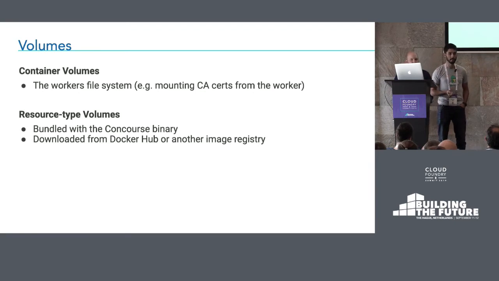And the resource type volumes come from 2 places. Some come bundled with the Concourse binary. These are volumes based off of the base resource types that come with Concourse. And then others are downloaded either from Docker Hub or from an external image registry. These are typically the volumes that would come from the resource types section.